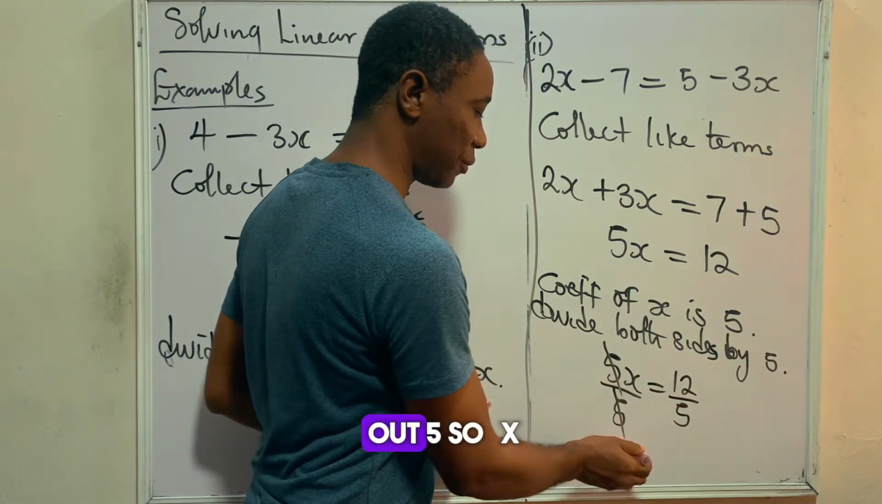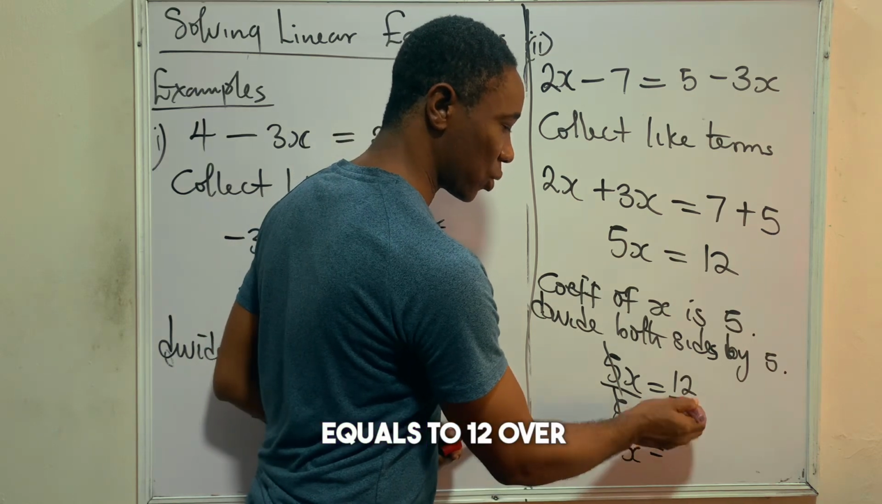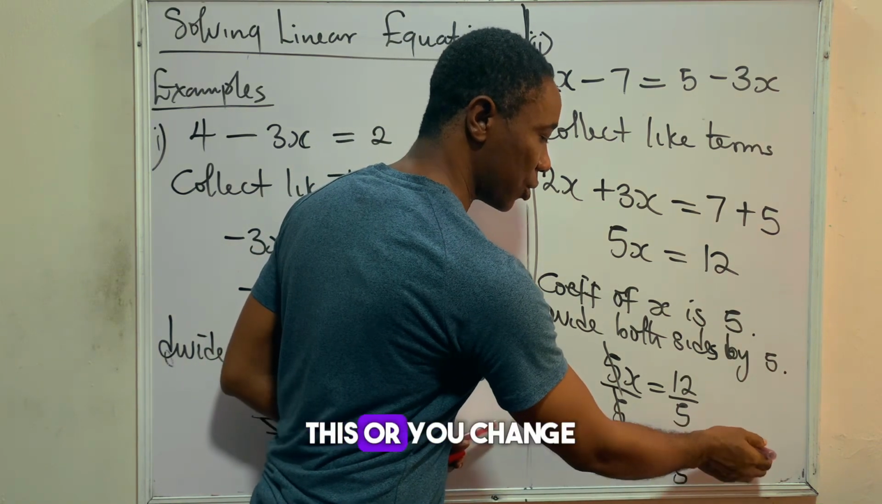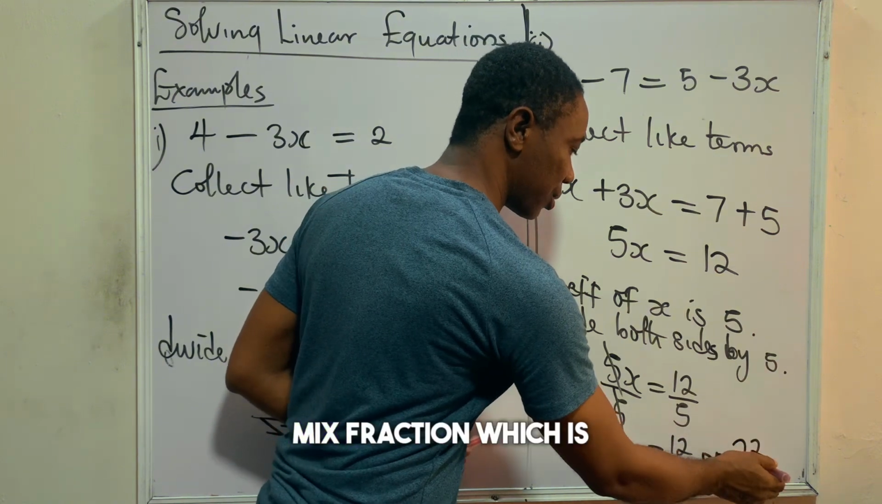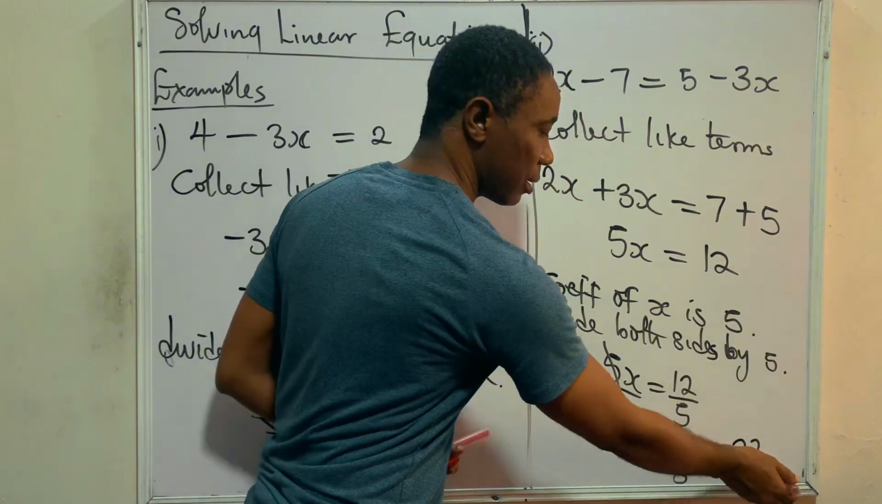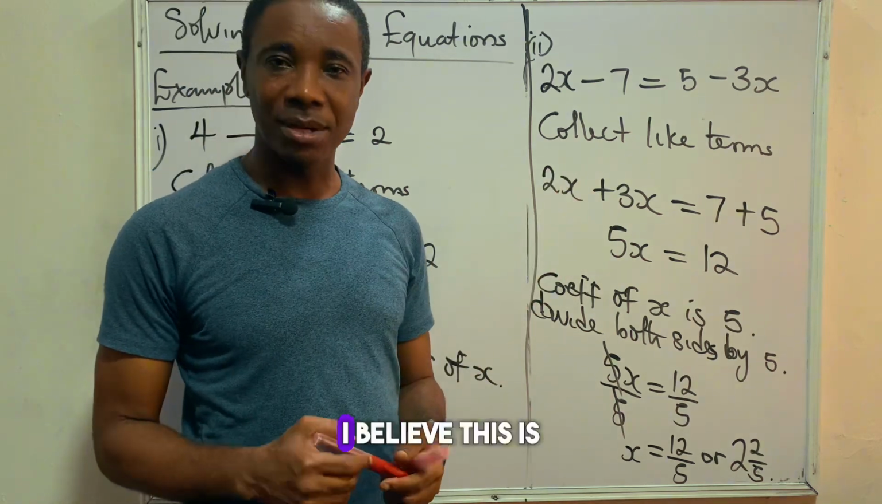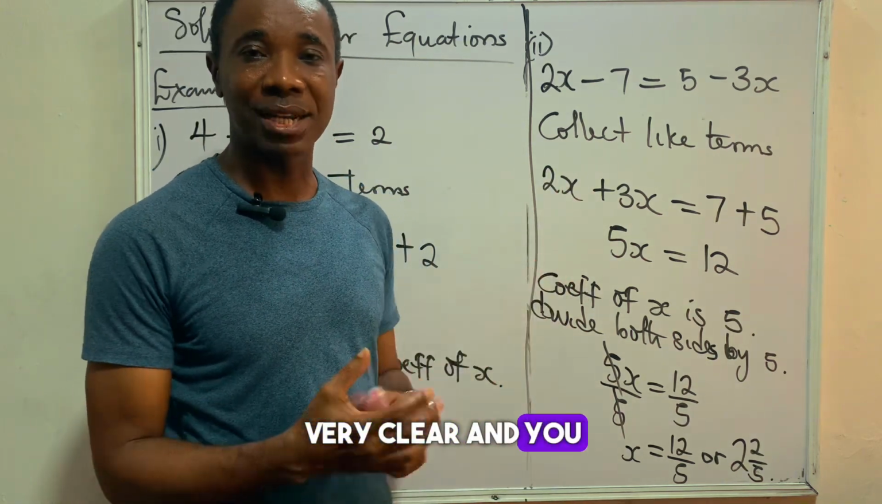So 5 will cancel out 5. So you have x equals 12 over 5. You can decide to leave your answer like this, or you change it to a mixed fraction, which is 2 whole number 2 over 5. So this is the solution to this. I believe this is very clear and you understand it.